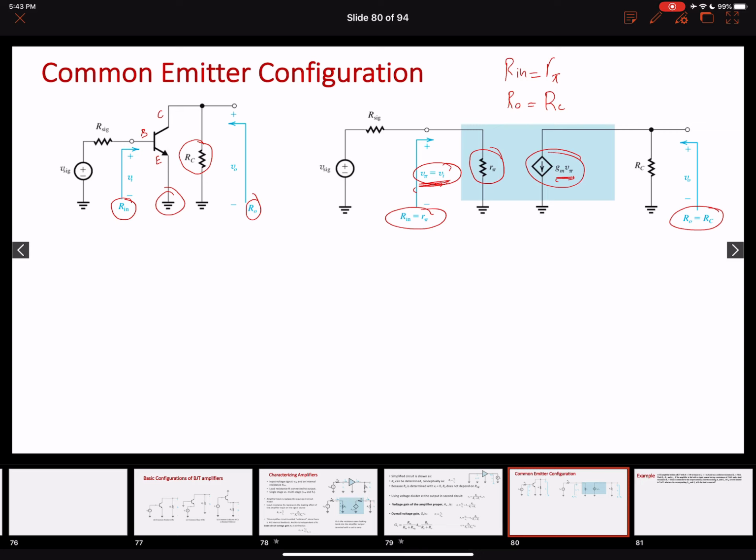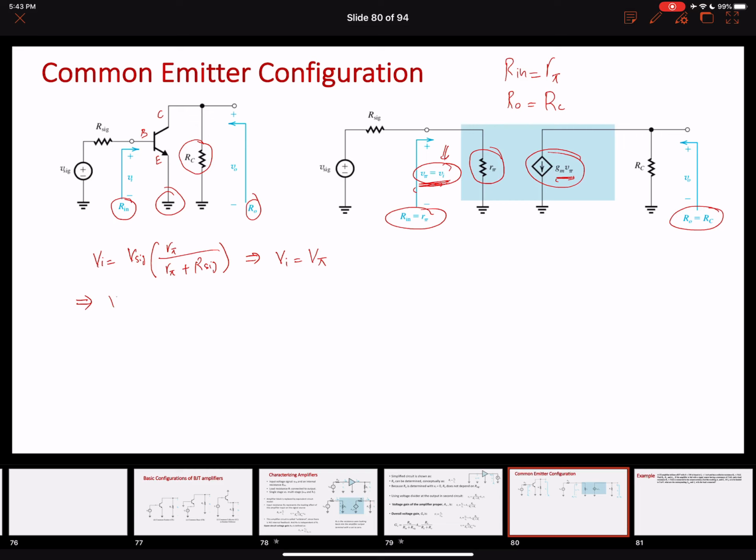So if I write down this voltage divider equation, our Vi will be equal to V sig times R pi over R pi plus the signal resistance. Okay, so this is what we know. Then we also know that our input voltage over here is equal to V pi.